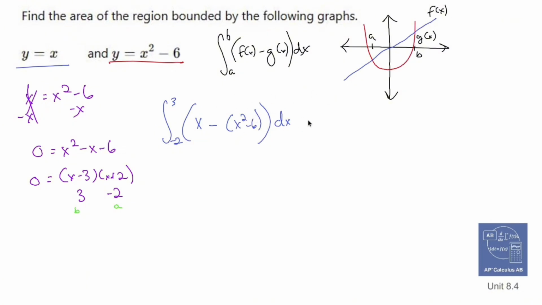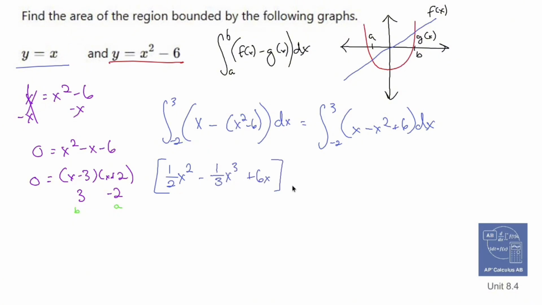So let's go ahead and do this. Let's rewrite that after distributing the negatives. So from negative 2 to 3, x minus x squared plus 6 dx. And let's integrate that. So you have 1/2 x squared minus 1/3 x cubed plus 6x with limits at negative 2 and 3. Ugh. This is not going to be fun.